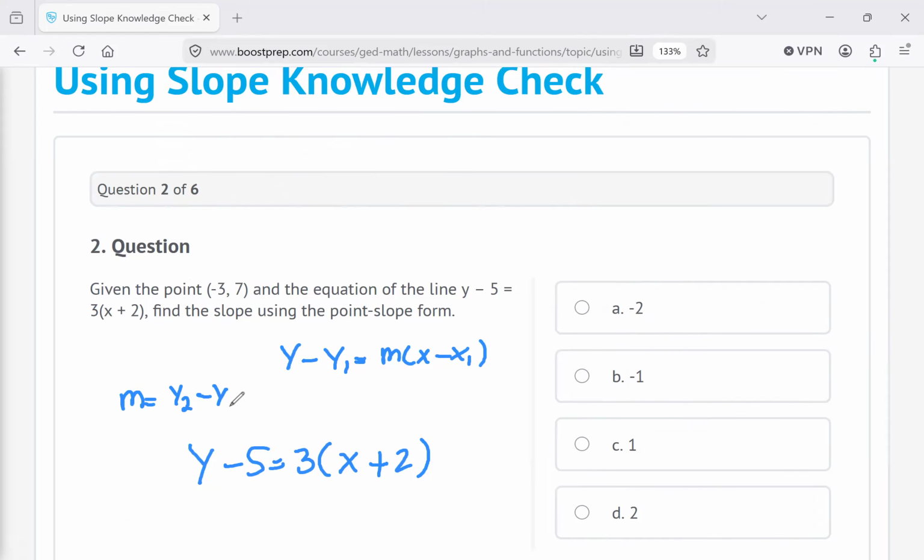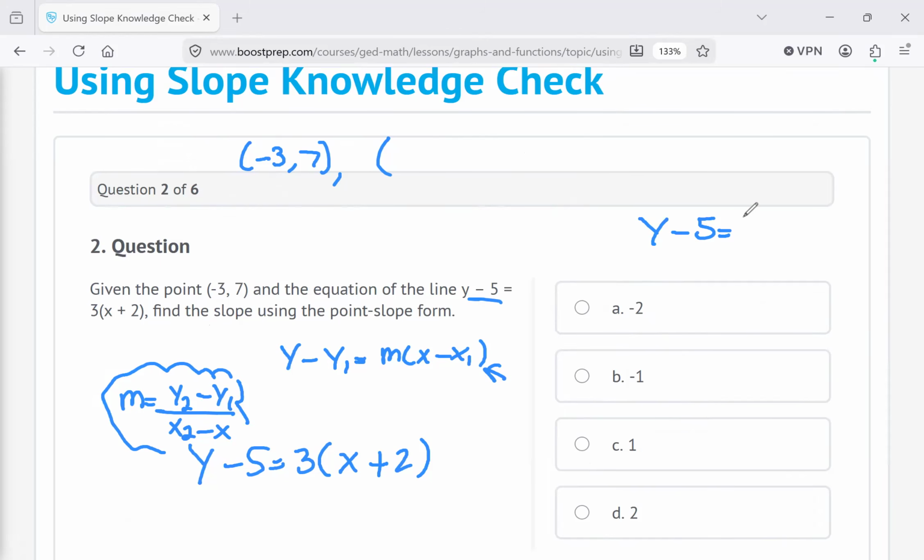Y2 minus y1 over x2 minus x1. Okay, so we're going to use this formula too. And I really don't think we will use this, but I'll show you. So do we have 2 points? We have 1 point, which is -3, comma 7, right? Do we have another point? Not yet. But actually I do. It's hidden in this equation. I know that is really sneaky of them.